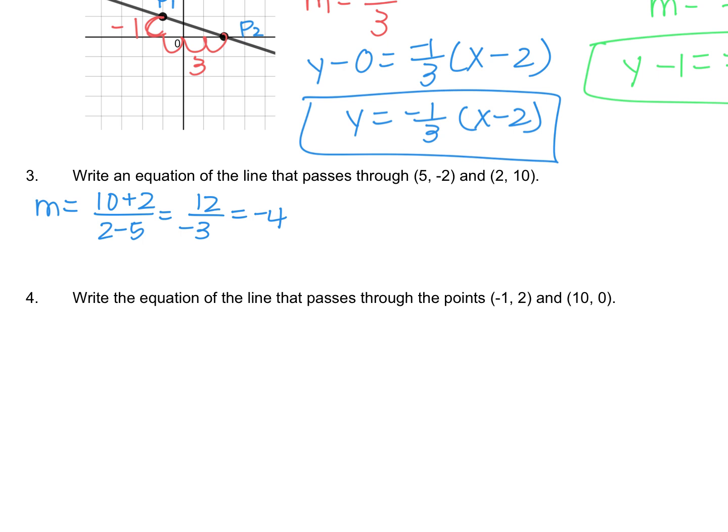And then, does it matter which point I pick? Okay, pick one for me. The first one. Okay, we're going to do the second one. So we've got x1, y1. We're going to use point slope form. So we're going to do y minus y1, which is 10, equals -4, parentheses, x minus 2.